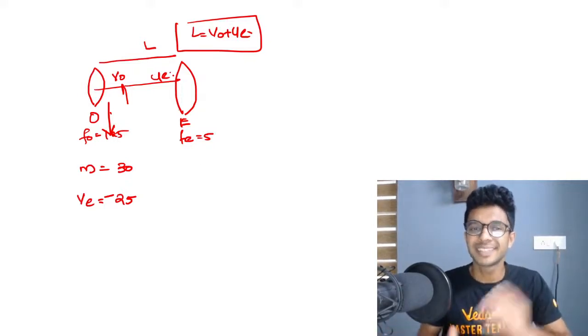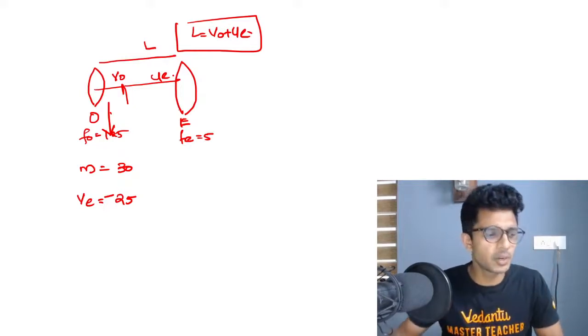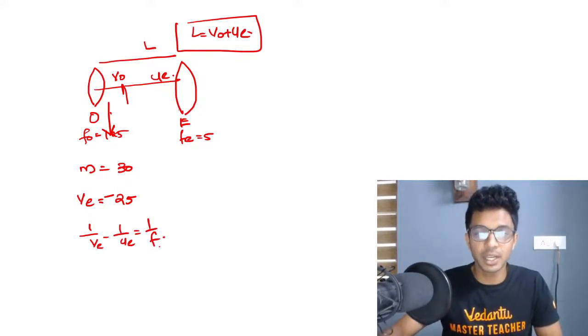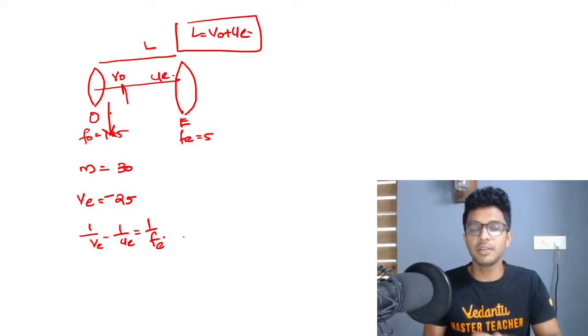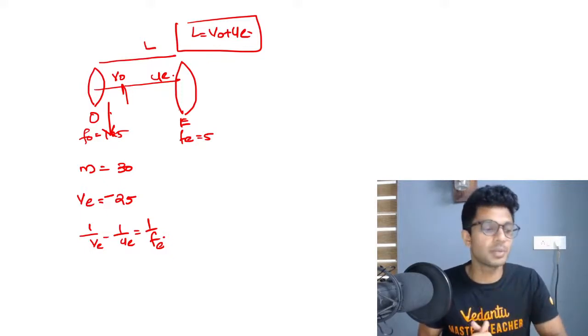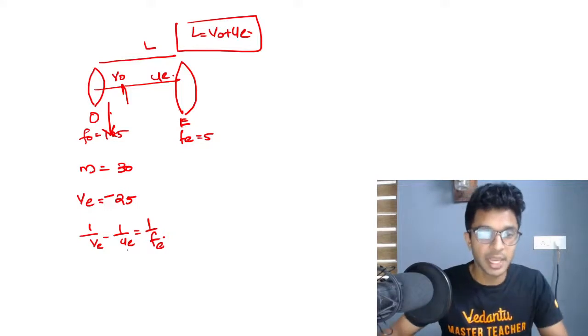How? Let's use the lens formula. What is the lens formula? Yes, 1 by VE minus 1 by UE is equal to 1 by F. Focal length of which? Of the eyepiece, right? We are applying this lens formula for the eyepiece lens, that is E subscript with each and every notation, right? Okay, let's start substituting.